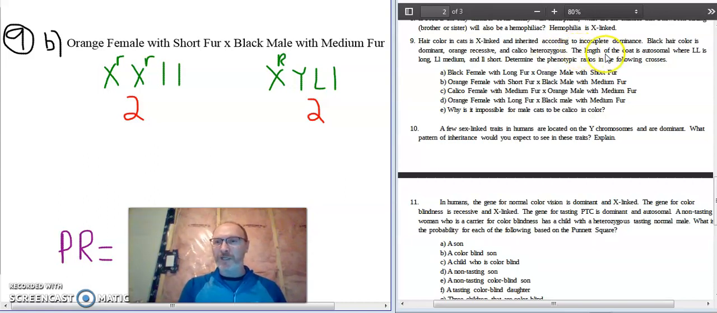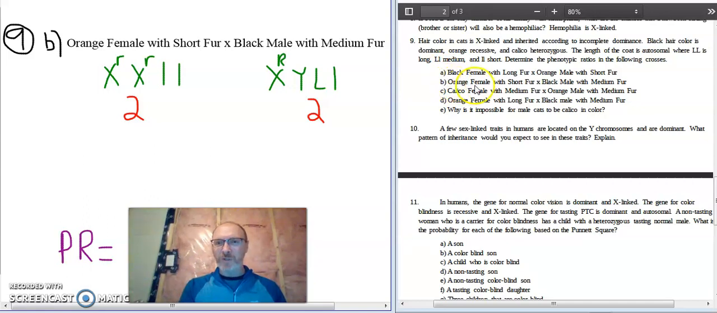The question also says the length of the coat is autosomal, where big L is long, big L little l is medium, and little l is short. So again, autosomal means the genetic information is not found on the sex chromosomes; it's found on all the other chromosomes. And again, we notice here we've got big L producing one phenotype, little l producing a second phenotype, short. Then we've got a heterozygous condition producing a third phenotype, which tips us off again that what we have here is incomplete dominance. So there's a number of things happening in this question.